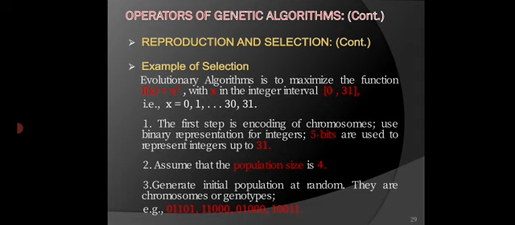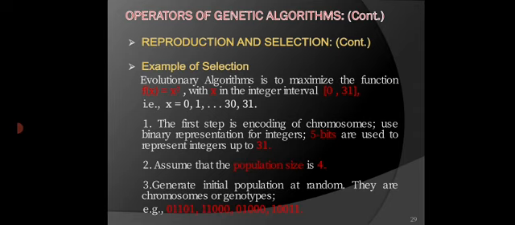For example, say we have one maximization function, f(x) = x square. This is our problem, in which x has values from 0 to 31, right? So x is equal to 0, 1, 2, 3 up to 31. The first step is encoding. If we are using binary representation, let's select 5-bit binary encoding to represent the values 0 to 31. Second, population size. Assume that the population size is 4.